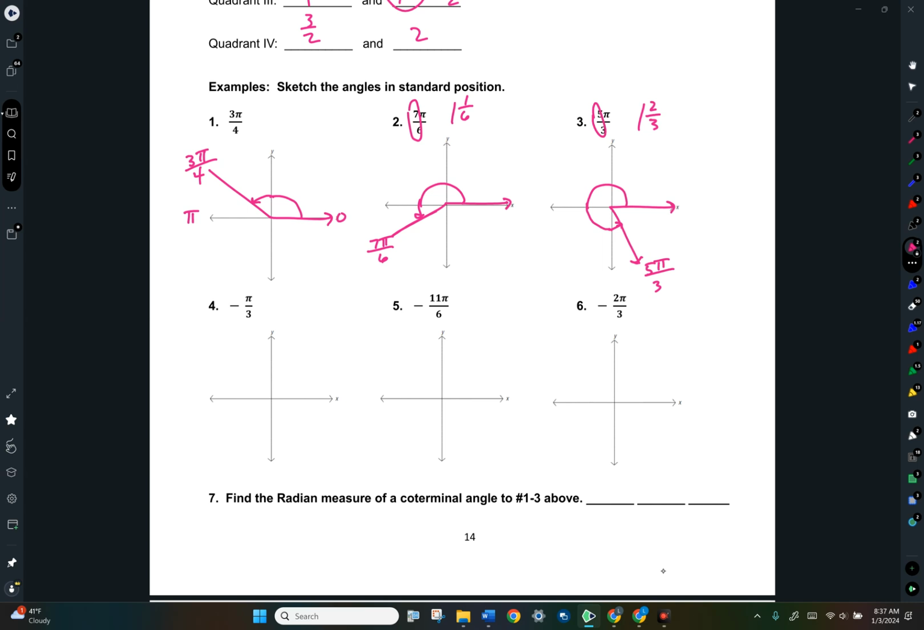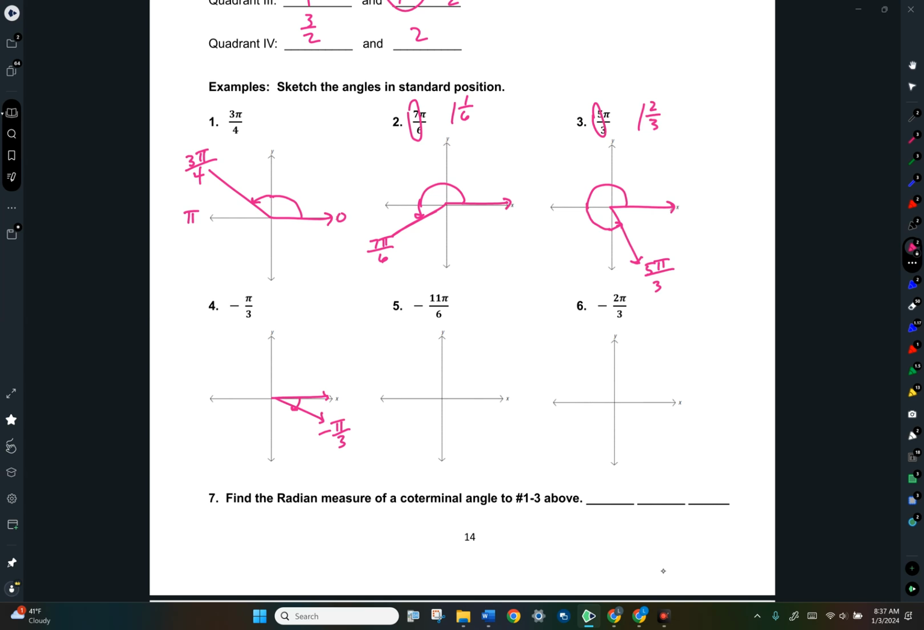Okay, so for number 4, I'm going in the negative direction. So I know I'm going this direction, but I'm only going 1/3. Well, that's less than a half, right? So I'm only going to land right here. So negative pi over 3.